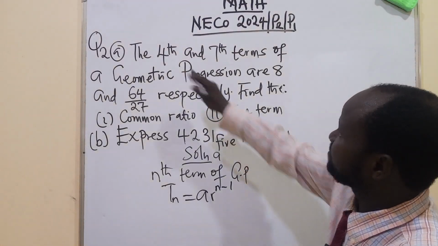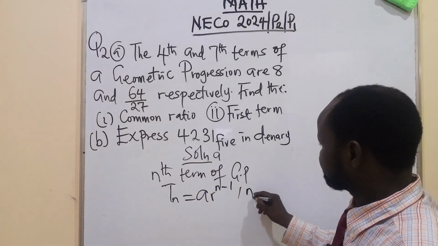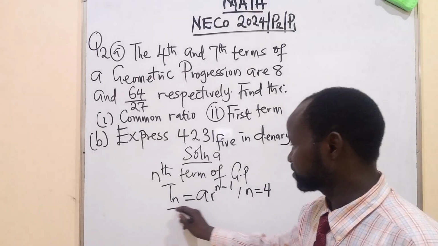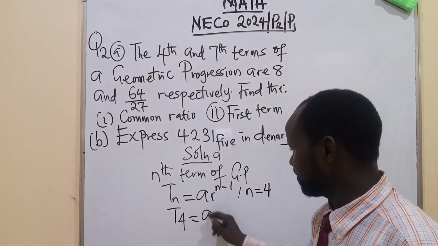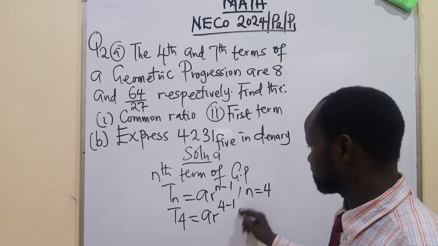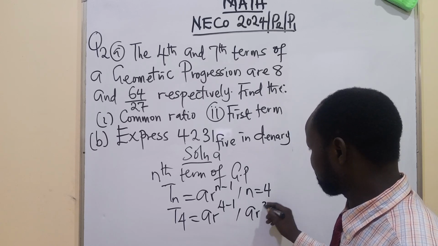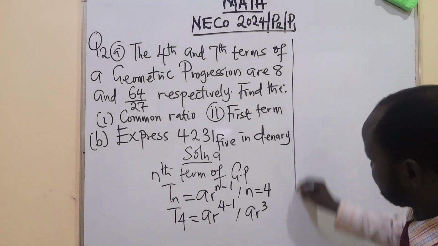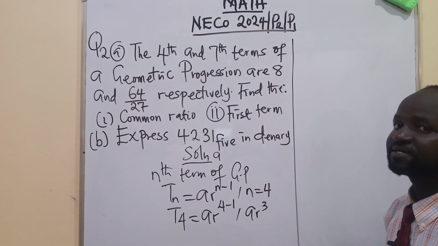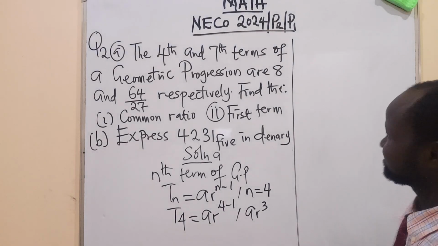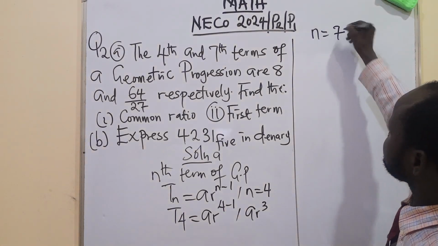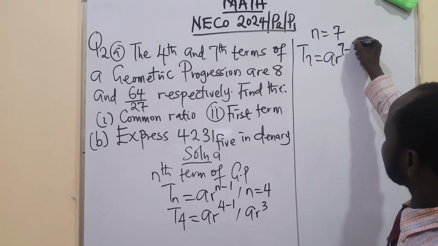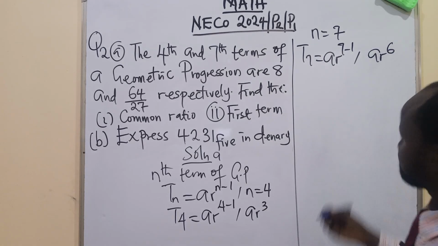When we are talking about the fourth term, it means n is equal to 4. So anywhere we see n here, we put 4. So T4 will be equal to AR power 4 minus 1. This will be AR power 3, because 4 minus 1 is 3. So this is our T4. Let's move here to find T7 now. T7 means n is equal to 7. So T7 will be equal to AR power 7 minus 1. This will be AR power 6.